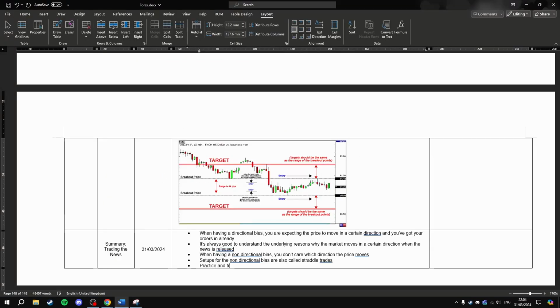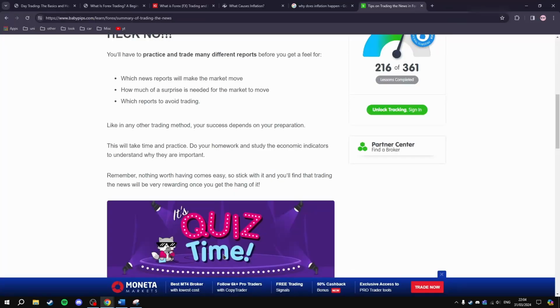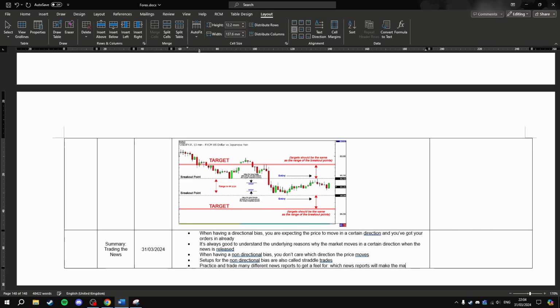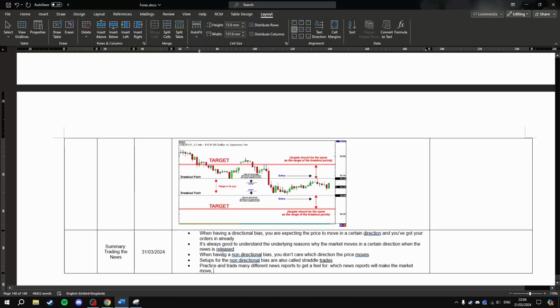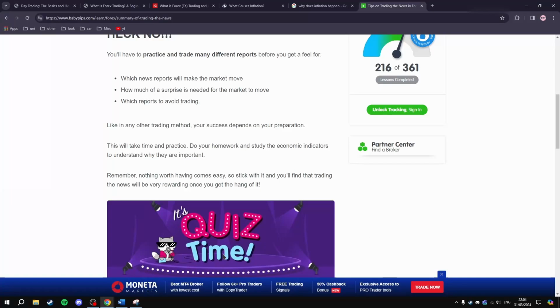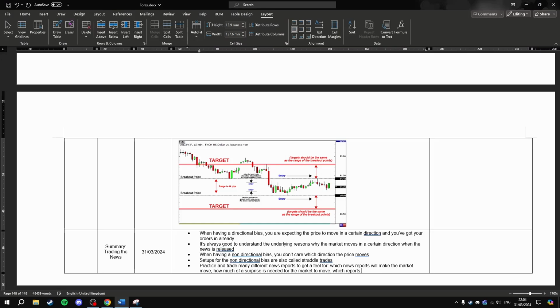Practice and trade many different news reports to get a feel for which news reports will make the market move, how much of a surprise is needed for the market to move, which reports to avoid trading.